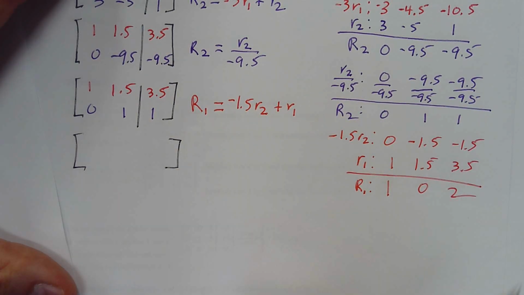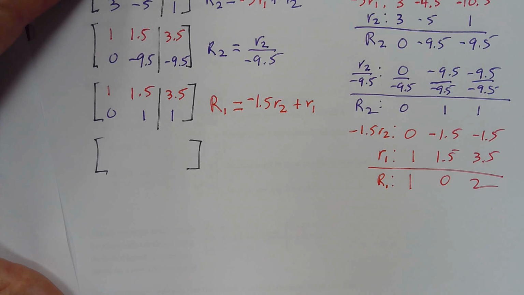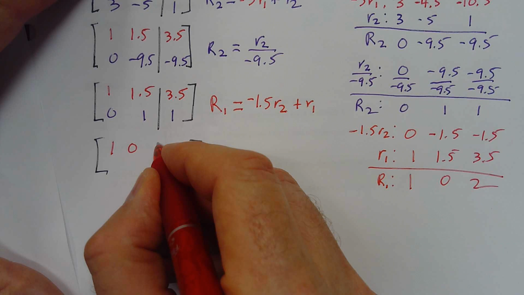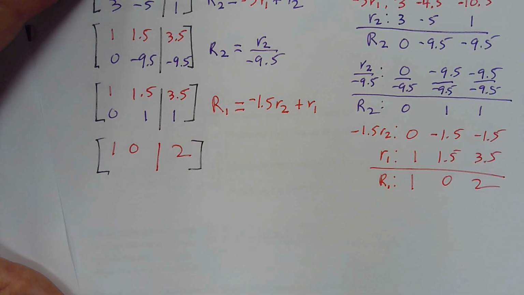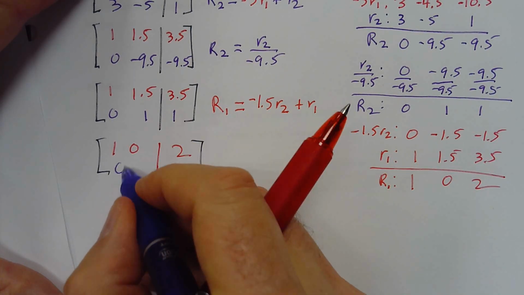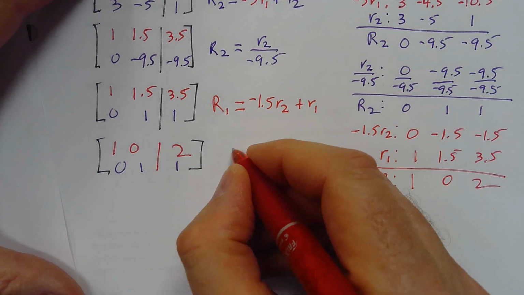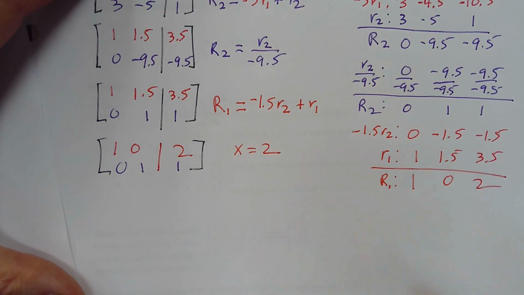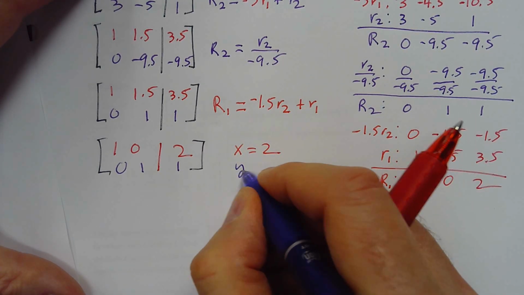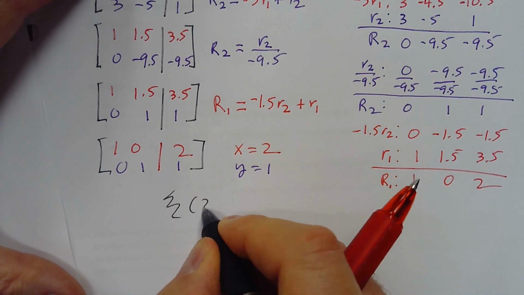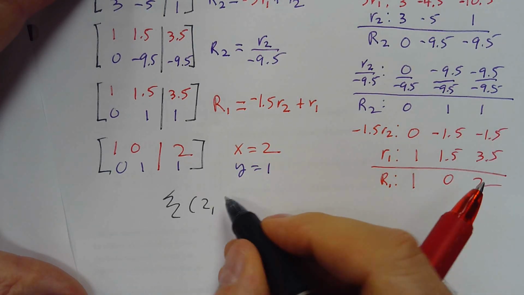So let me go ahead and rewrite my matrix. Row 1, 0, 2, and 0, 1, 1. So my equation here would be x equals 2 and y equals 1. So my solution then is the point 2, comma 1.